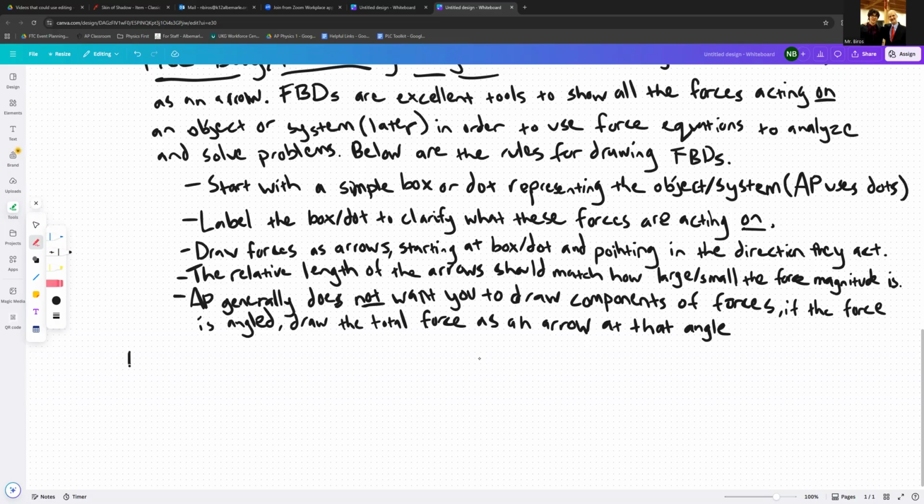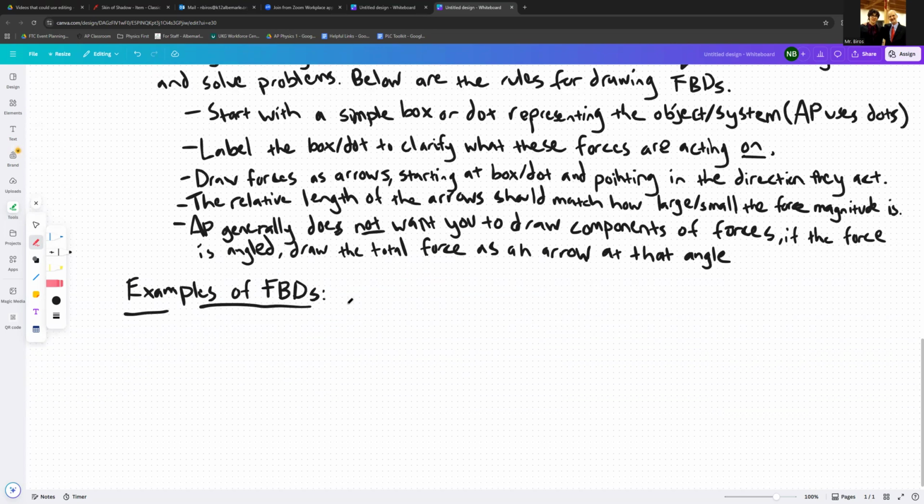We got a lot of rules. Let's see some examples. We'll present some scenarios and situations in which something could happen, and we could draw a free body diagram for it. So let's just do a falling object. We'll put that right below here.